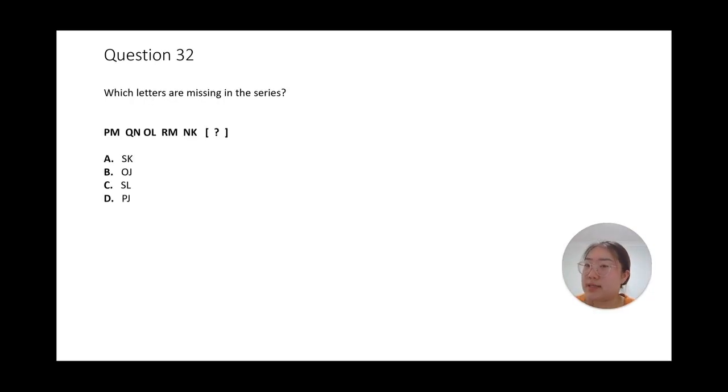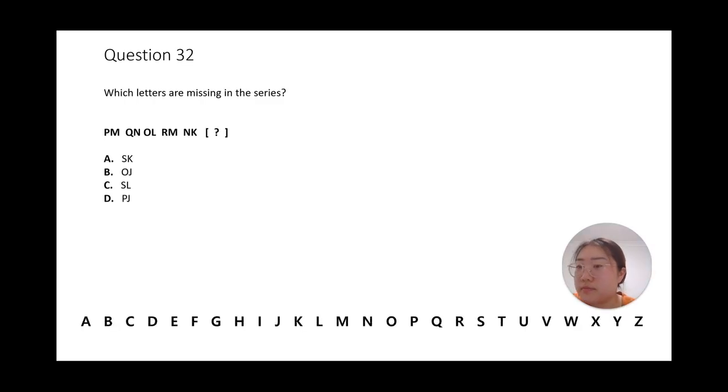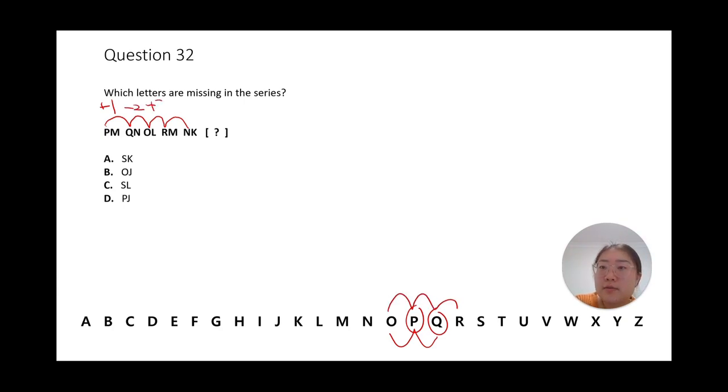32. Which letters are missing in this series? So, let's look at the first letters first. We're going P, Q, O, R, N. P to Q, we get +1. Q to O is -2. And then O to R, 1, 2, 3, +3. And then R to N, 1, 2, 3, 4, -4. So the next one you have to have +5. So from N, we're going 1, 2, 3, 4, 5 to S.